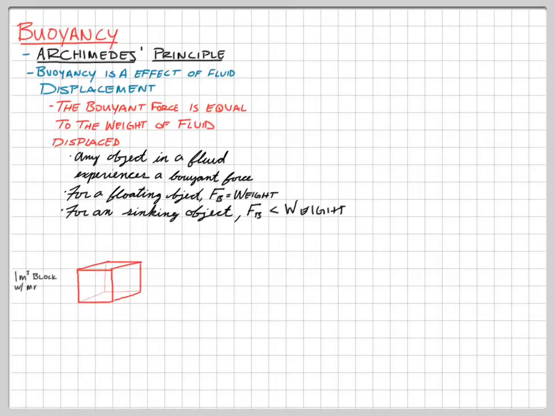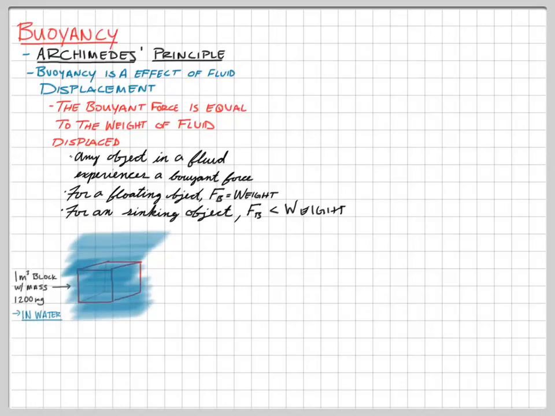We've got a 1 meter cubed block with a mass of 1,200 kilograms, and we're putting it in water. You can tell it's water because it's blue. So we're going to look at the forces acting on this thing once it's in water. Weight is pulling down on it, and the buoyant force is pushing up. Weight is easy to find. The weight of the block is mg, 12,000 newtons.